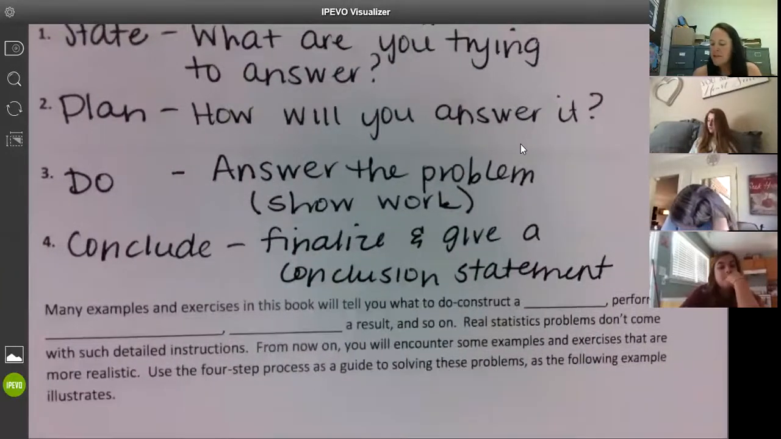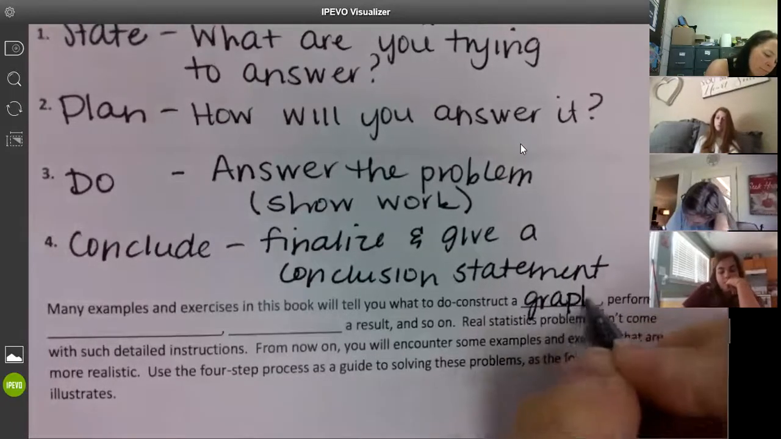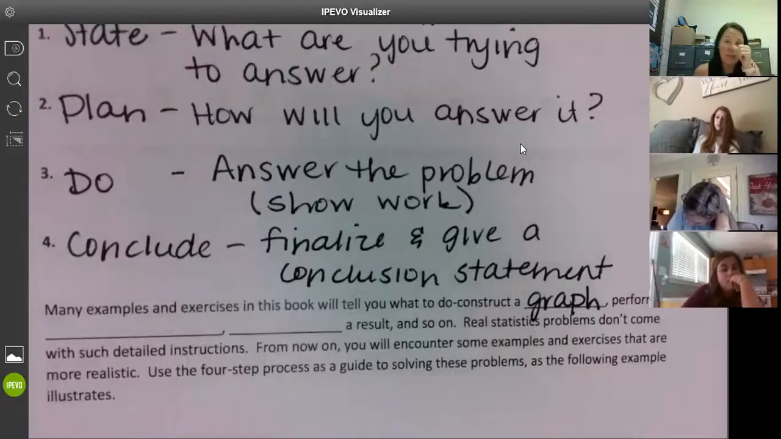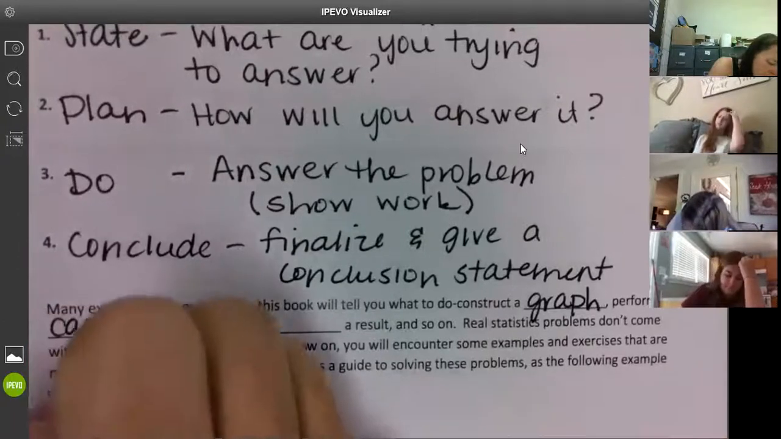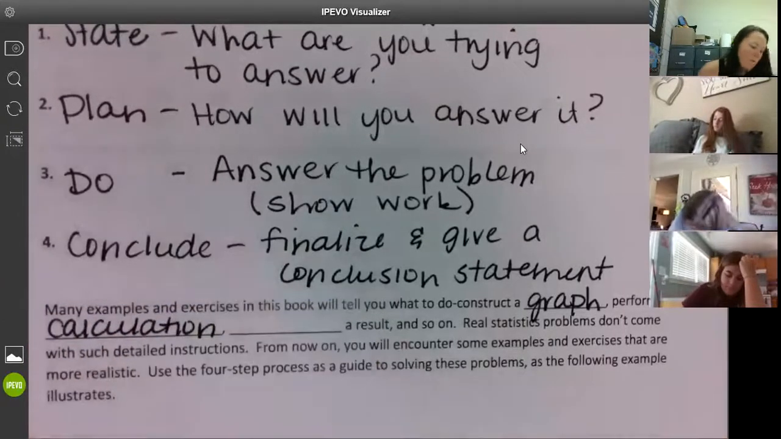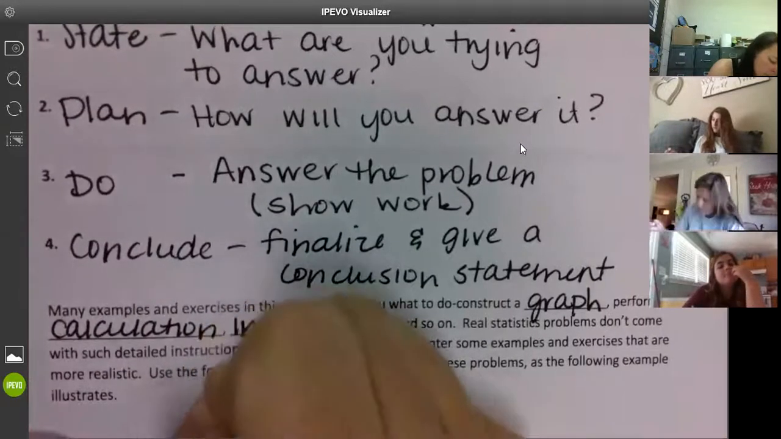Many examples and exercises in this book will tell you what to do. You're going to construct a graph. Remember, I told you we do box plots. They're really easy to copy from the calculator. Perform a calculation. So state is what we're going to try to answer. Plan is what you're going to graph. You're going to plan out your stuff. You're going to calculate, that's in your do part, and then your interpret is going to be your conclude.